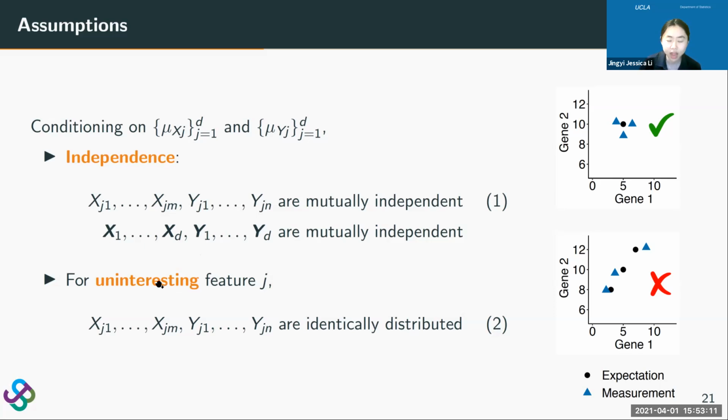And also for the uninteresting feature J, if it's uninteresting, then we basically need to assume that this feature J's M and N measurements from the 2 conditions are IID. They cannot be distinguishable.